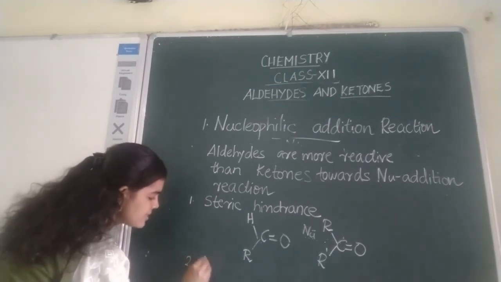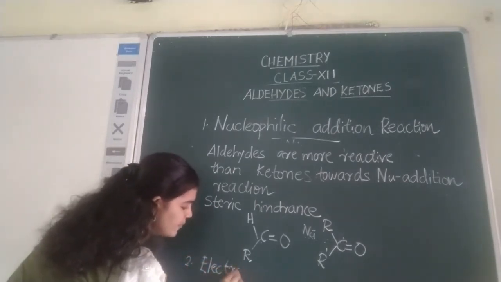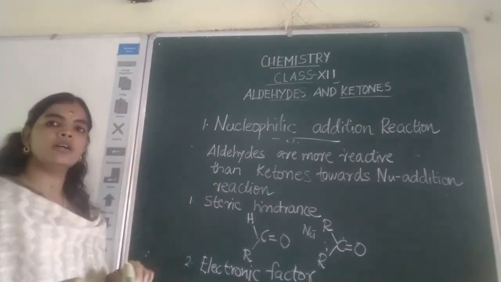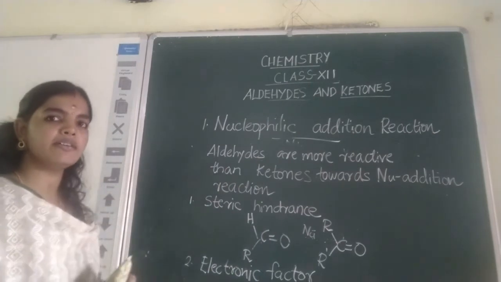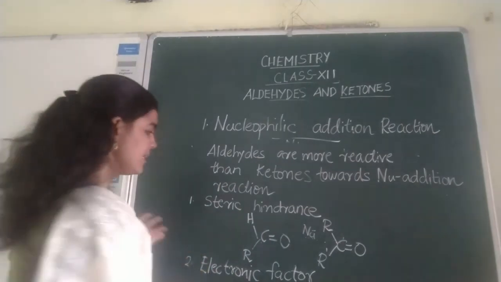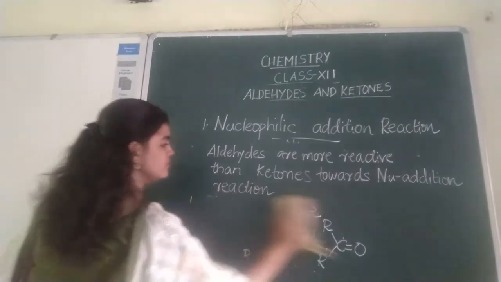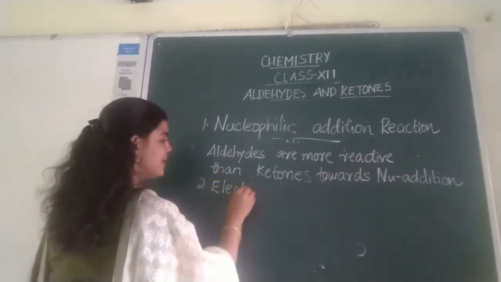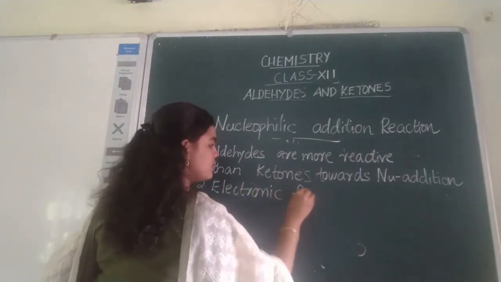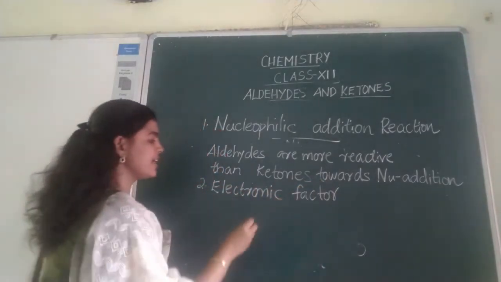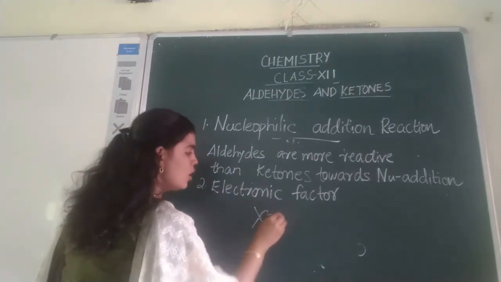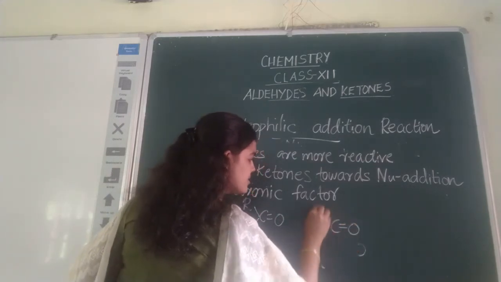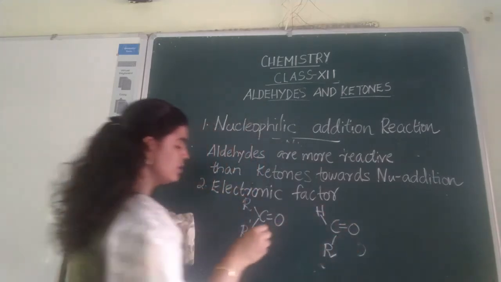And the second reason is the electronic factor. In the electronic factor, again the same reasoning applies. In the case of ketone, both the valencies are satisfied by alkyl groups, and in aldehyde, it is hydrogen and one alkyl group. So what will happen?